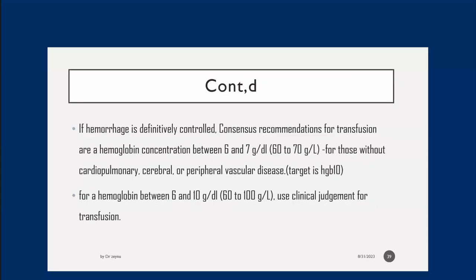Once hemorrhage is controlled, some consensus recommends transfusion at a hemoglobin of 7, and for patients with cardiopulmonary, cerebral, or peripheral vascular disease, the target should be a hemoglobin of 10. There are a lot of recommendations. Some say 6 to 7 is the target for the normal adult patient, and 10 for those having cardiopulmonary, cerebral, or peripheral vascular disease. Generally, a hemoglobin between 6 and 10 needs clinical judgment for transfusion.